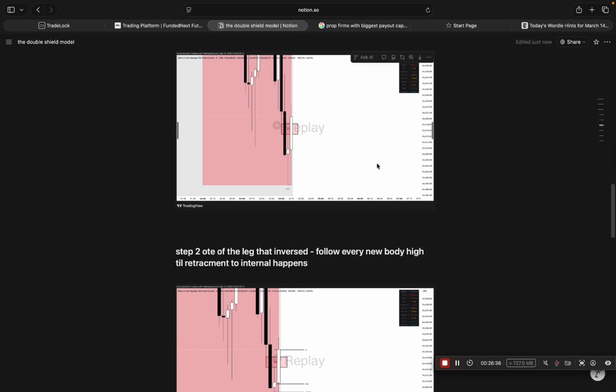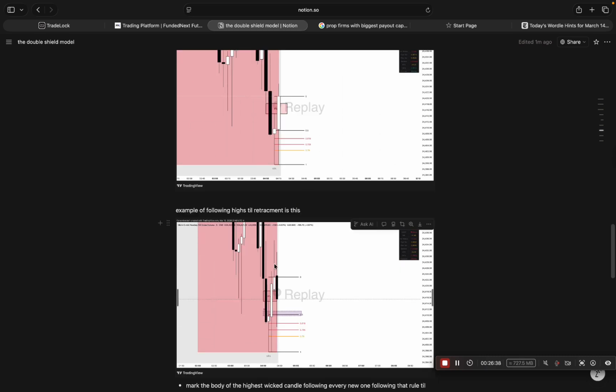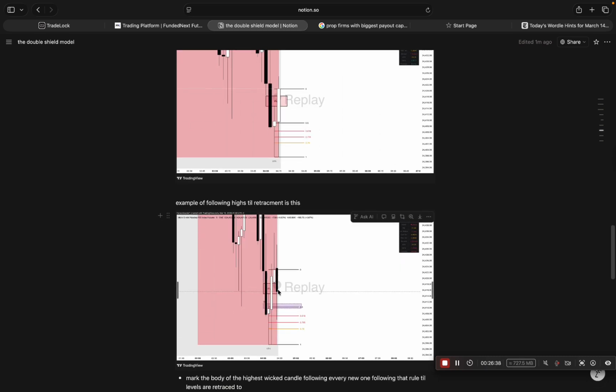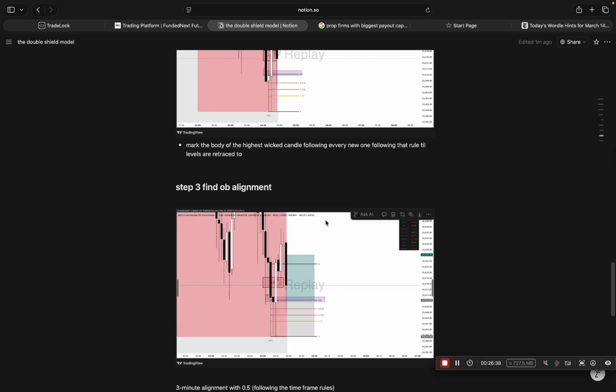But anyway, so we look for the inversion and then we're going to mark out the inversion leg with OTE. Okay. That's the second thing we do. And we're going to follow every single high until we start trailing back into these internal levels. And an important thing to note is the highest wick's body is where you're going to anchor this zero. Okay, highest wick's body. All right.